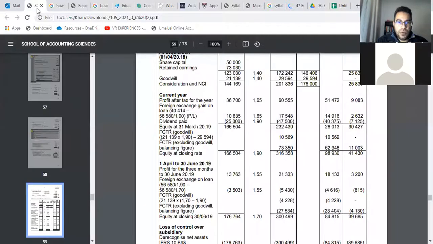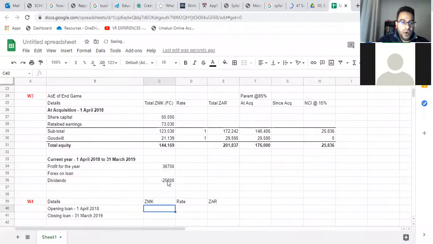So the loan amount was given to us. What was the loan amount? The ZMK loan amount is 4414. So at the opening balance, they received 4414. At closing balance, the amount was the same, 4414. Now we want to get the ZAR amount, so we must apply the rate at the date that the transaction took place, and that was on 1 April 2018. 1 April 2018 was 1 Rand 40, I think.